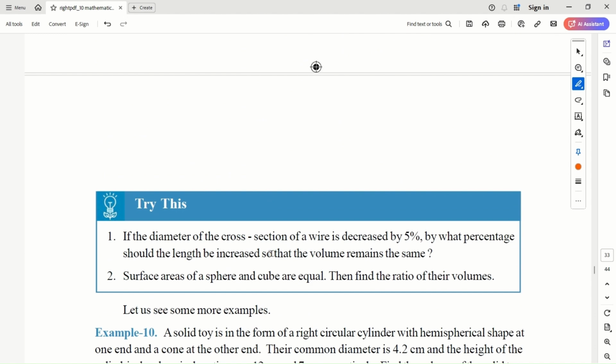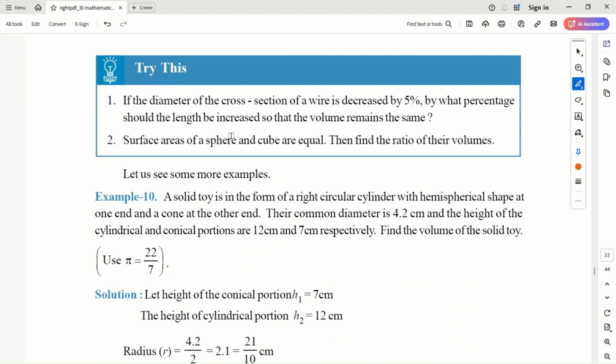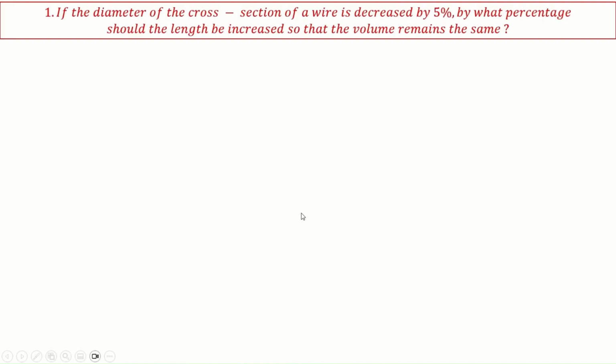Let's see this one. Let's check this try section. Try this section. Yeah, that's true. If the diameter of the cross section of a wire is decreased by 5%, by what percentage should the length be increased so that volume remains the same?